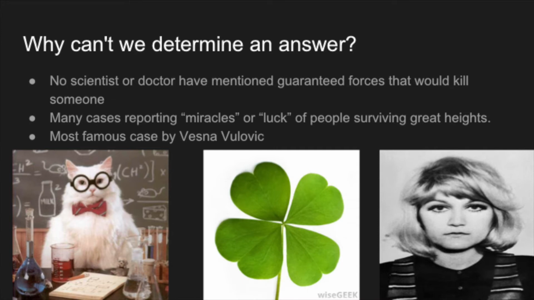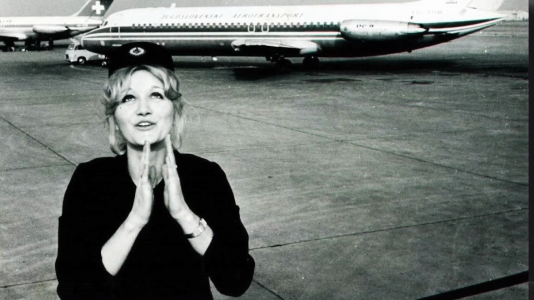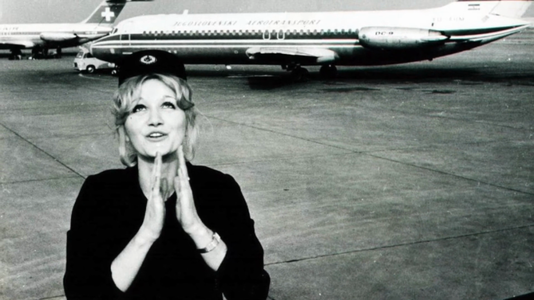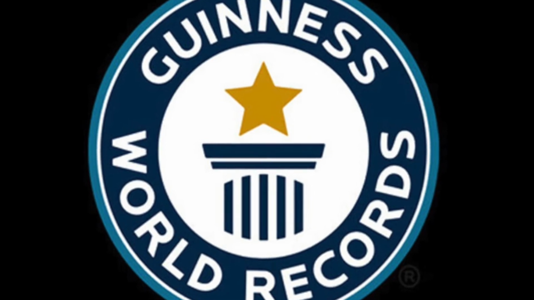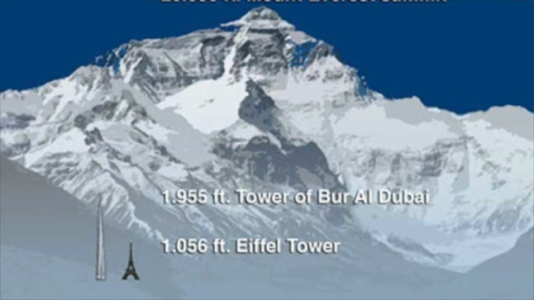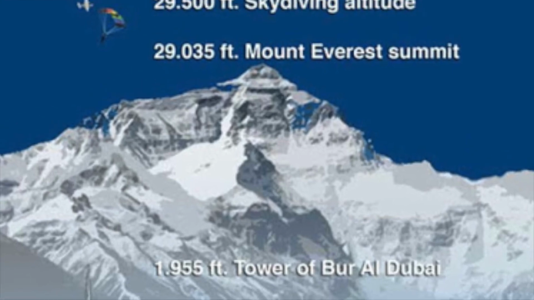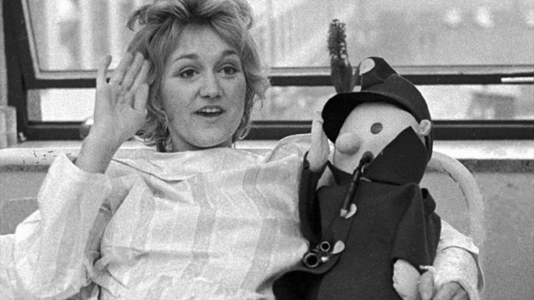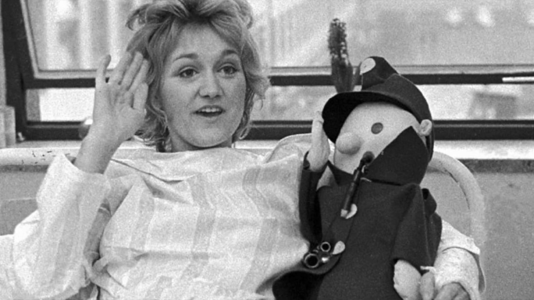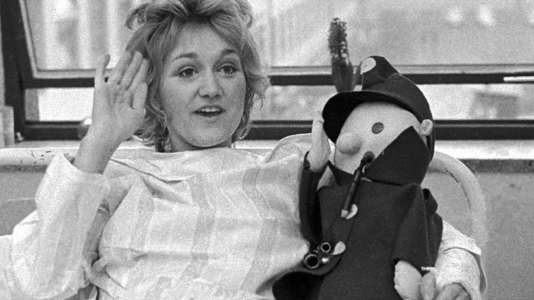And the one thing that I do want to bring up here is the most famous case, which is Vesna Vulovic, from Yugoslavia. She was a Serbian flight attendant. She currently holds the Guinness World Record for surviving the highest fall without a parachute, a record of 33,330 feet. It happened when an explosion tore through the baggage compartment of a flight she was on, back in the 1970s.